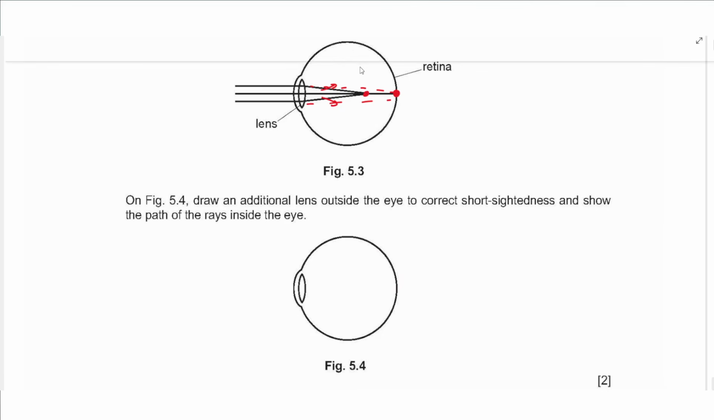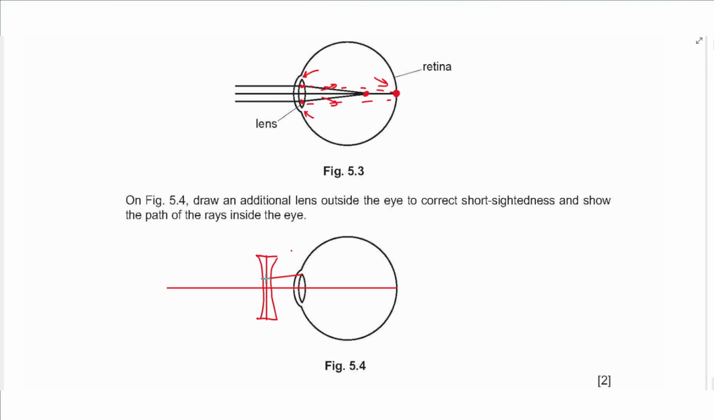First we draw the principal axis of the lens and the central line, which is perpendicular. And you don't need to be an artist to draw the next part. So you just draw a concave lens like that. And here the rays entered near to each other. You need to make them further apart so they can converge then towards the base of the eye.